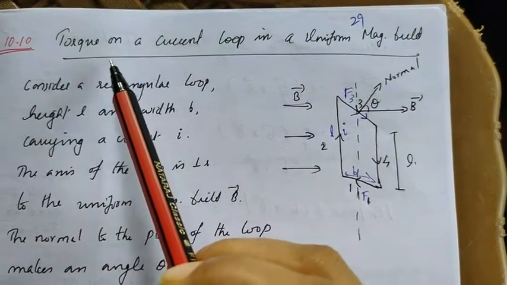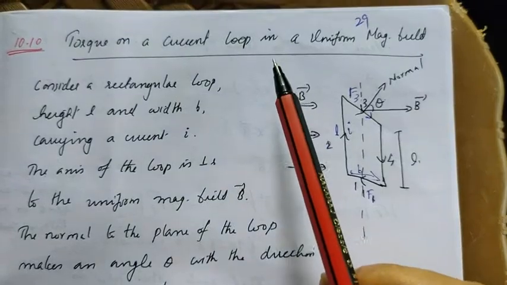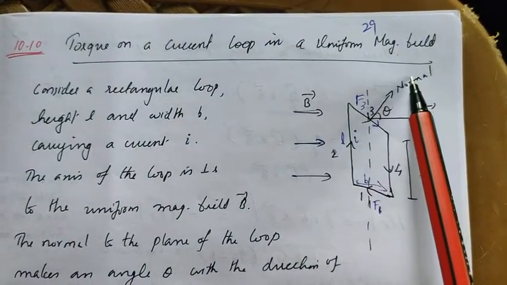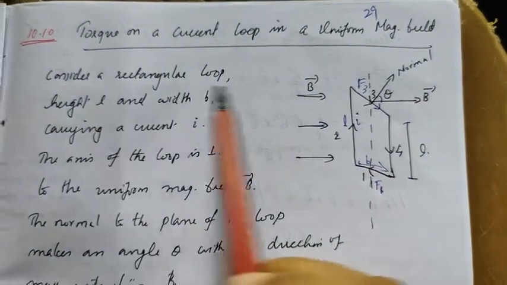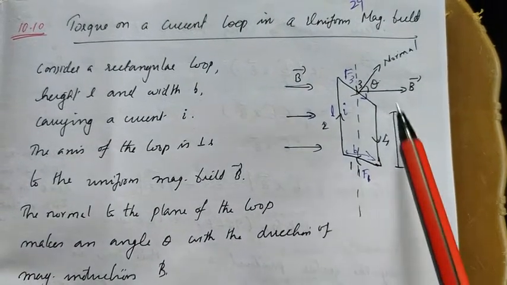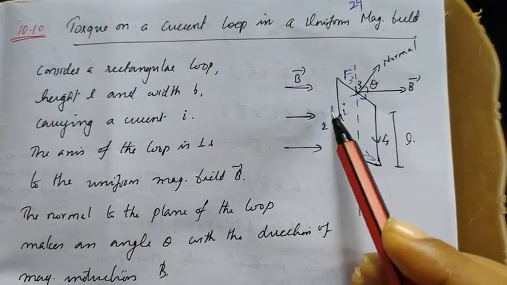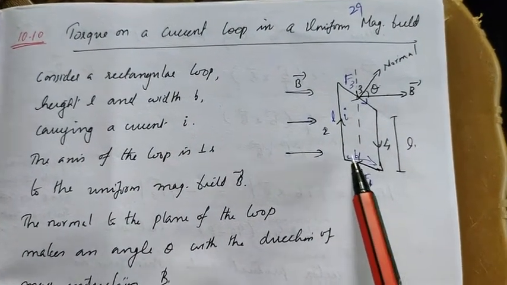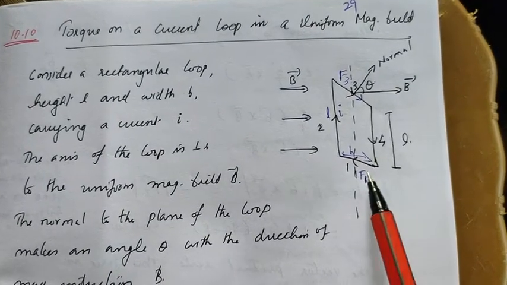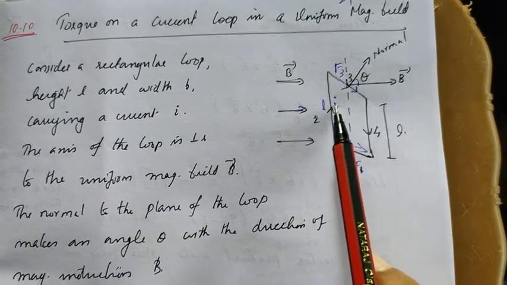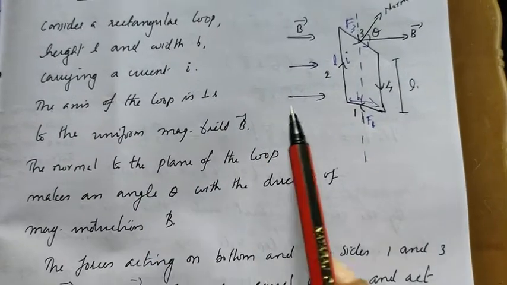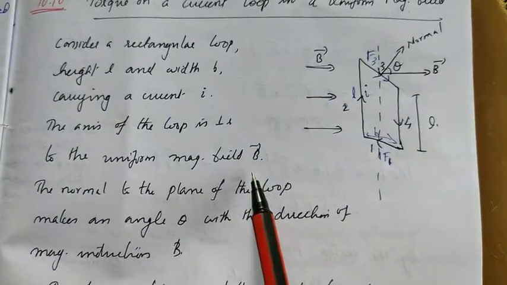Today we will discuss the torque acting on a current carrying loop in a uniform magnetic field. Consider a rectangular loop of height L and width B carrying a current I. The axis of the loop is perpendicular to the uniform magnetic field.